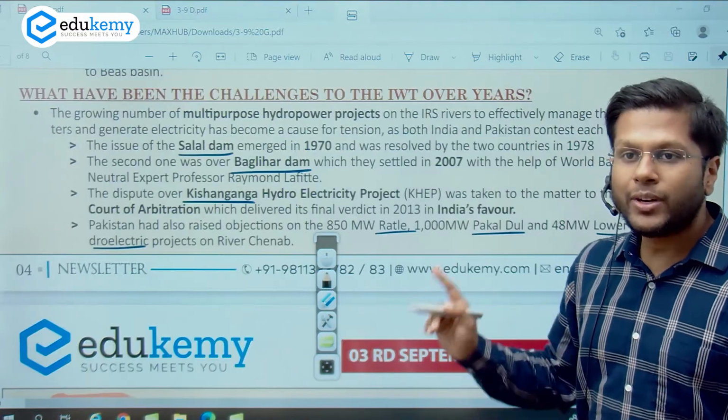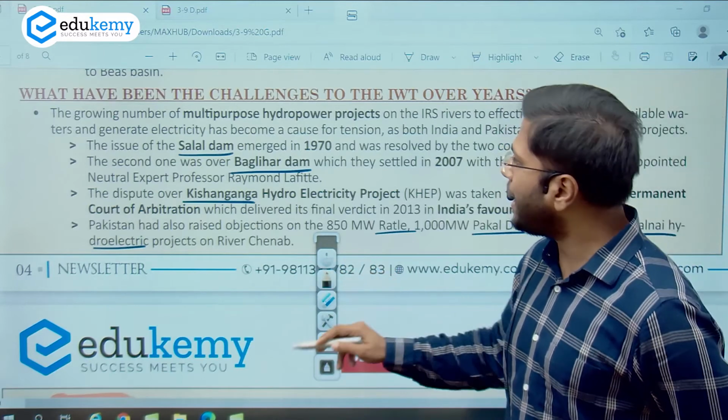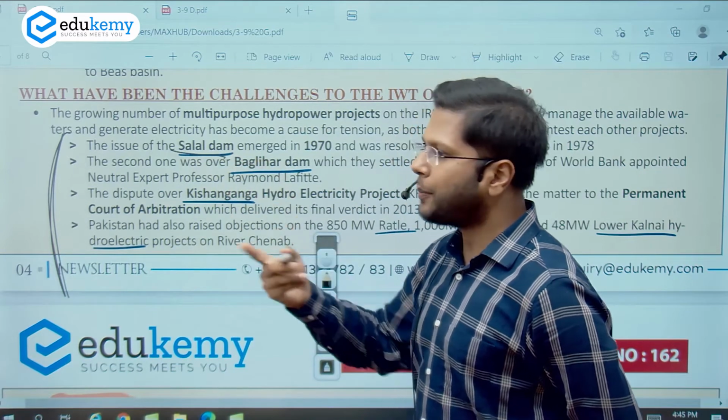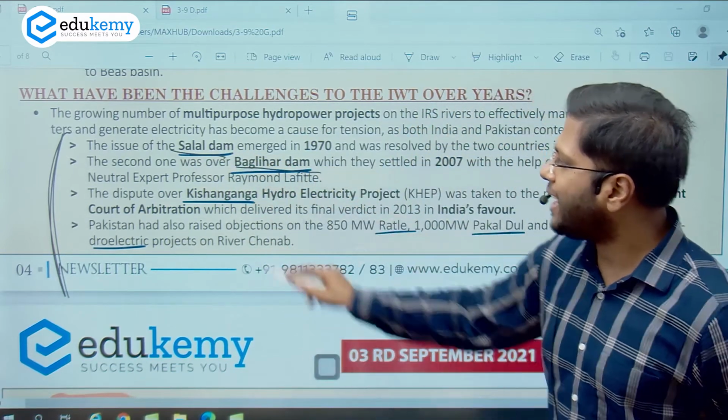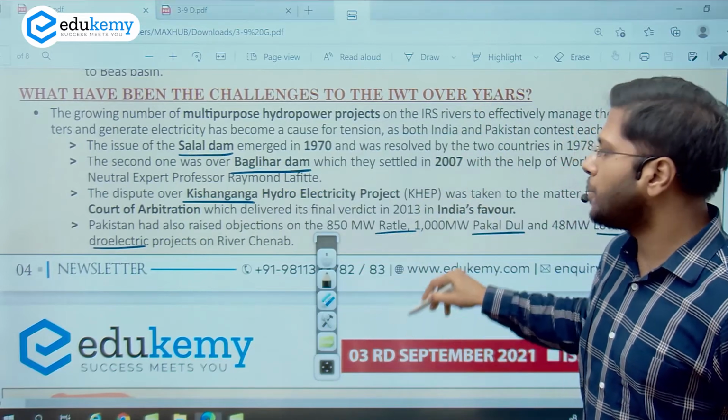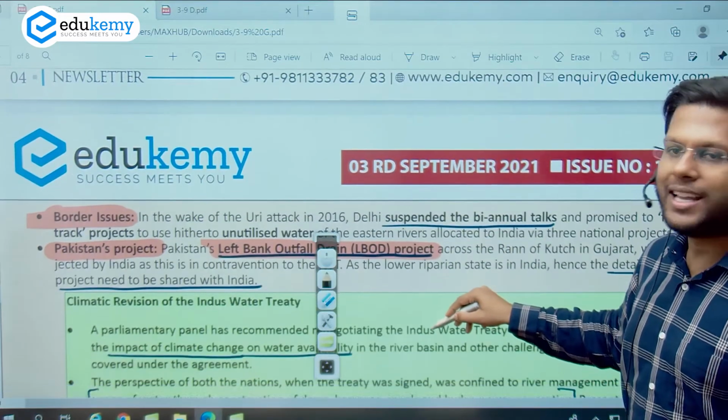There are certain challenges to India's plan. For example, while India starts to plan these kinds of projects, Pakistan raises its objections. And during the times of preparation, we have read about Salal Dam, Baglihar, Kishan Ganga project, Ratle, and now we have this Kiru as well. So these are the kinds of objections that come in the way of India's development projects.